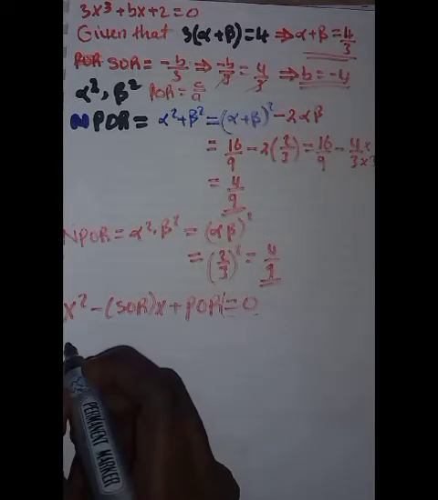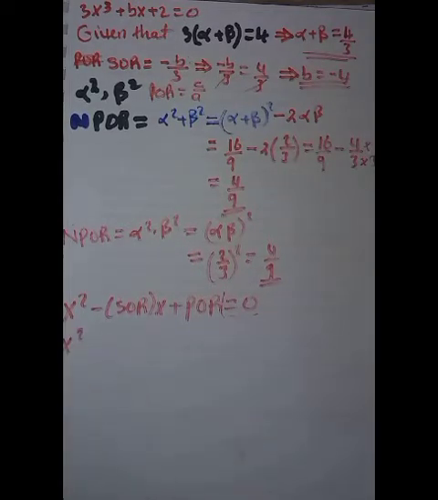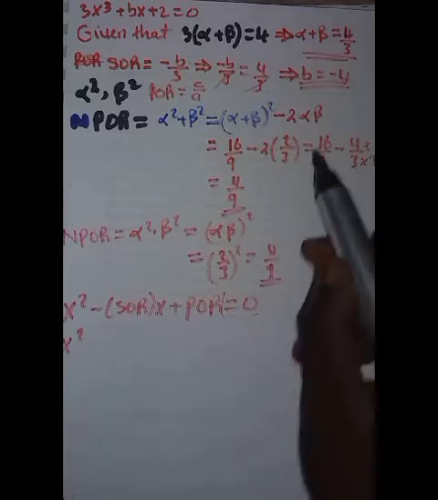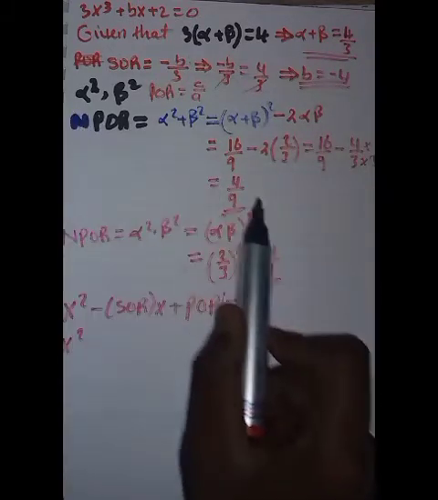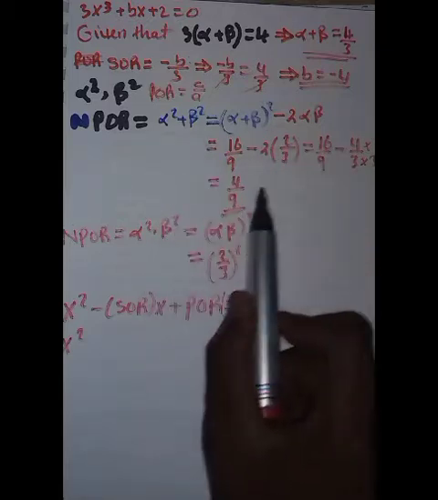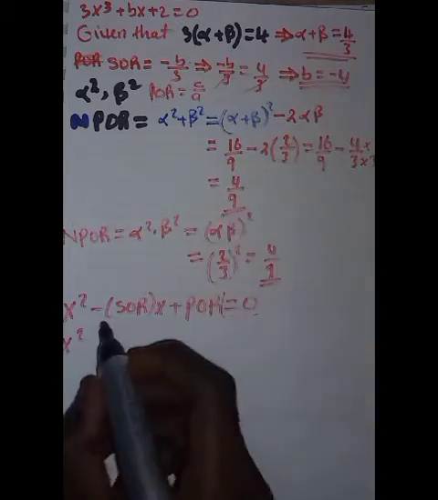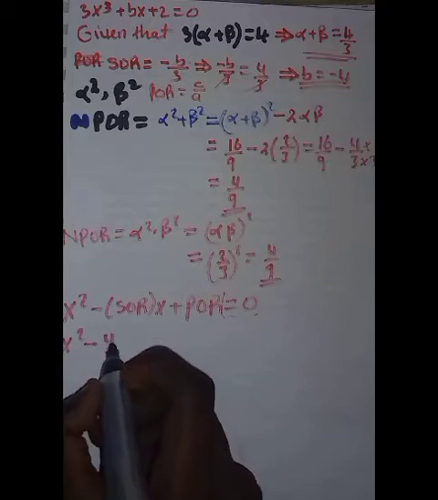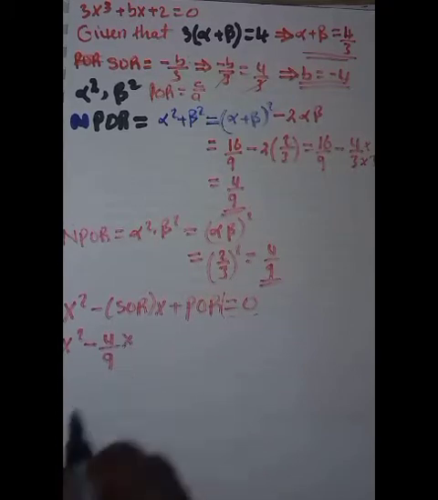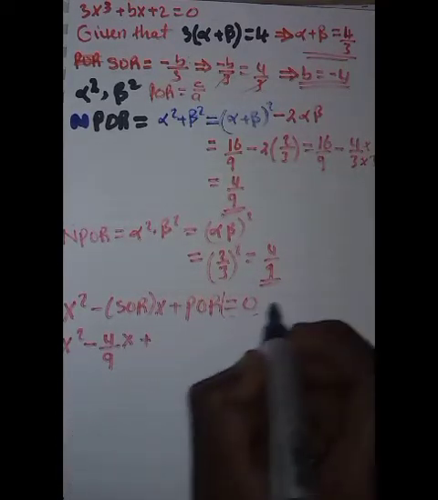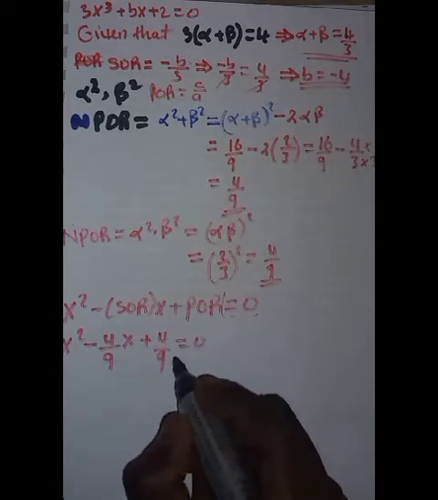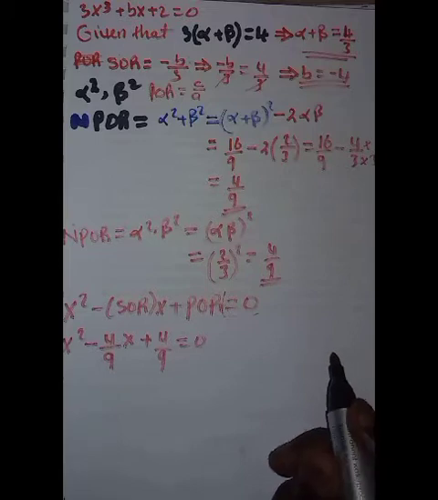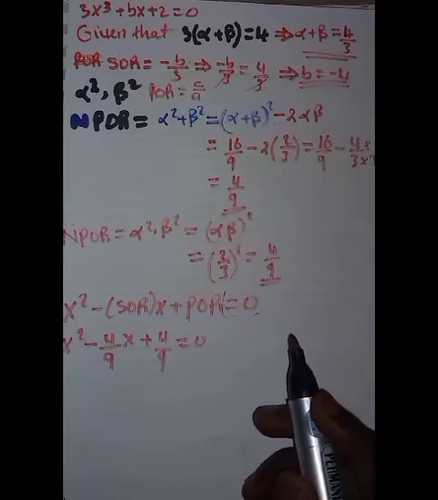Good. So this is going to be x squared. What is our sum of roots? Our sum of roots is not this, but it is our new sum of roots, which we saw to be 4 over 9. So this is minus 4 over 9x plus our product of roots, which is still 4 over 9, equal to 0. If you leave it like this, it is still good, but it will not be that good.